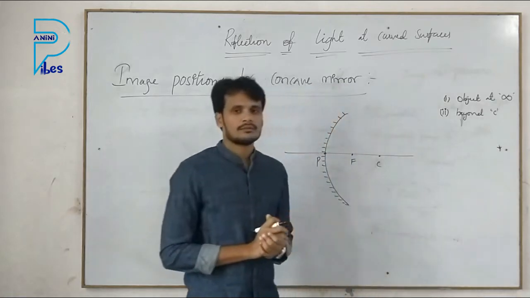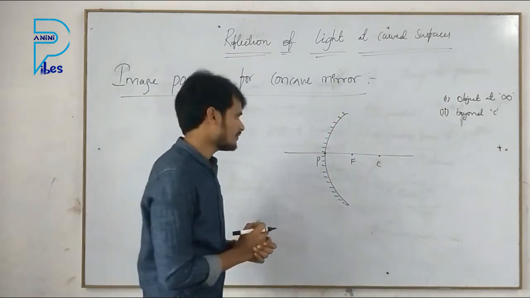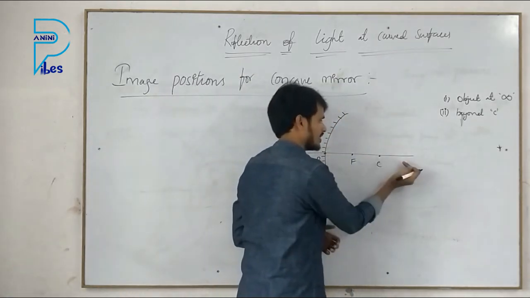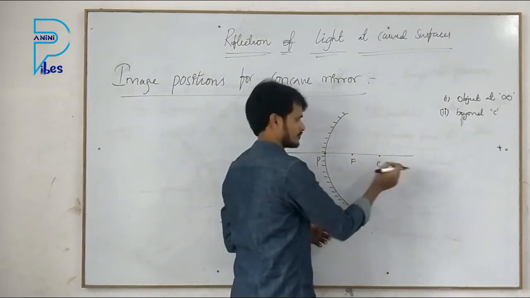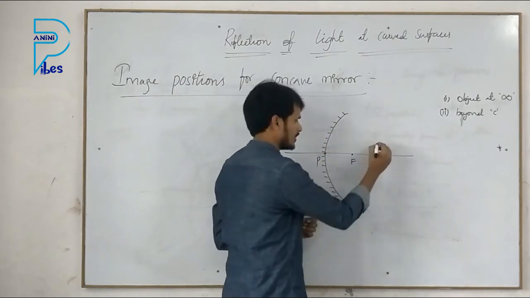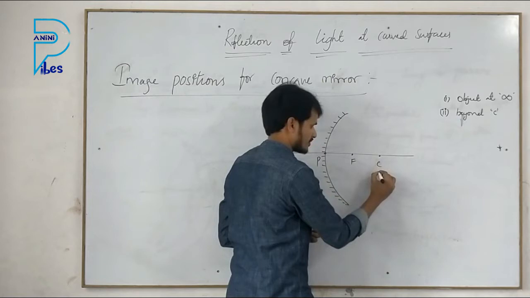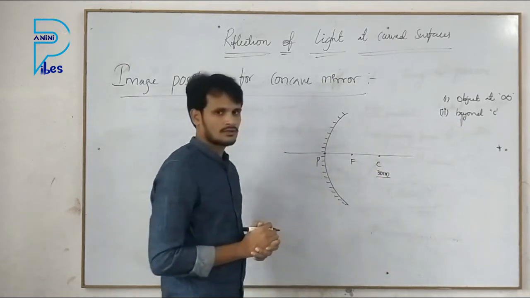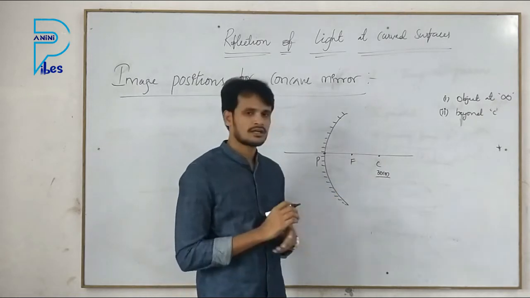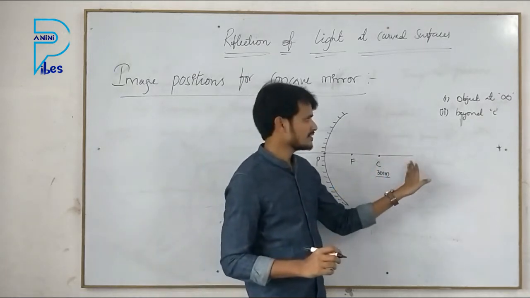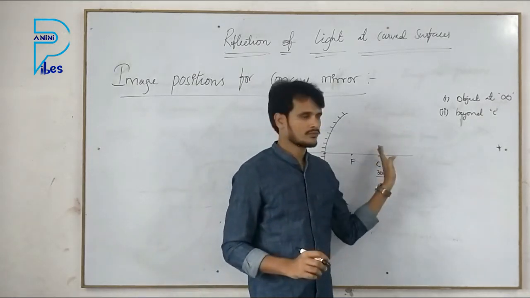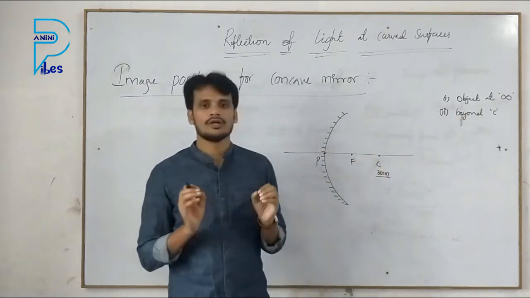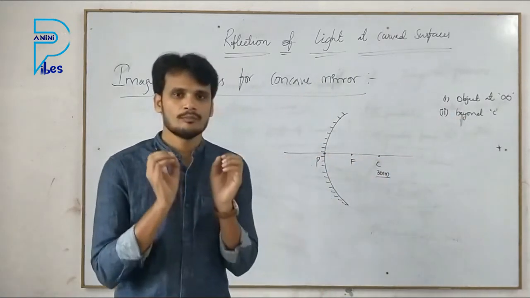Object placed beyond C. After C, you are placing anywhere after C. For example, here the radius of curvature is 30 centimeters. The center of curvature is located at 30 centimeters. After 30 centimeters, if you are placing an object, that is considered as object beyond C.